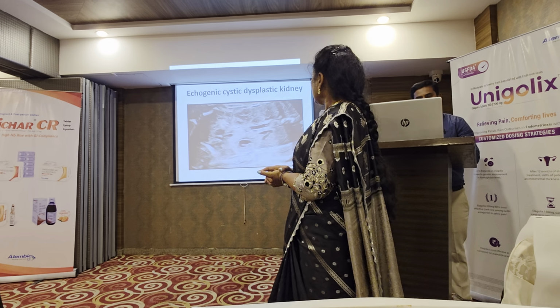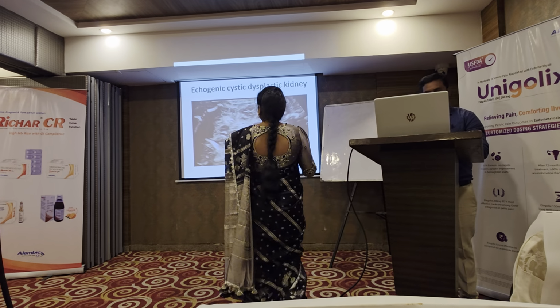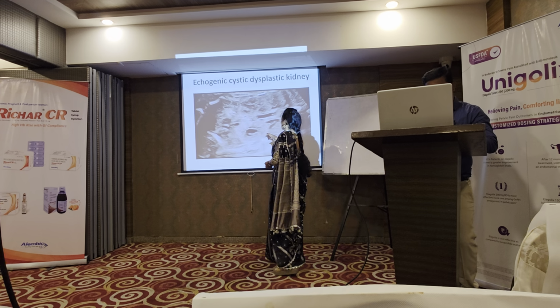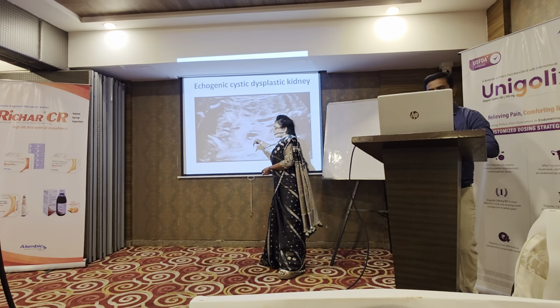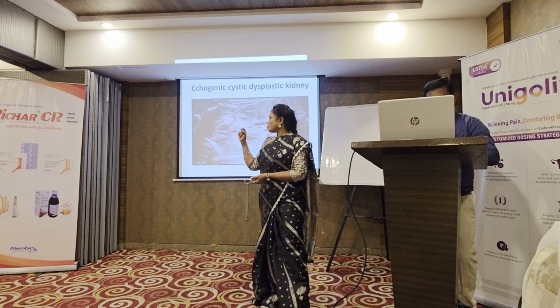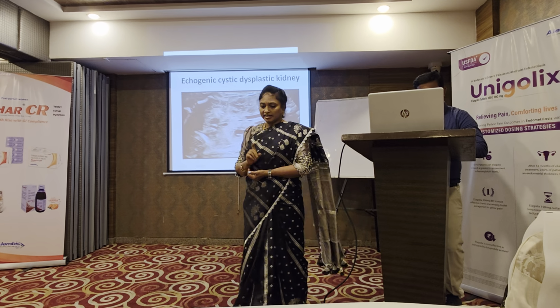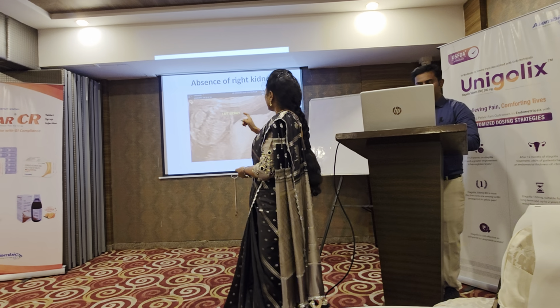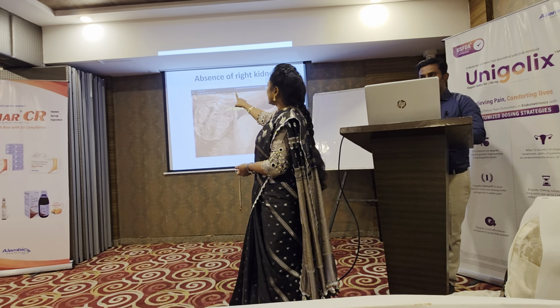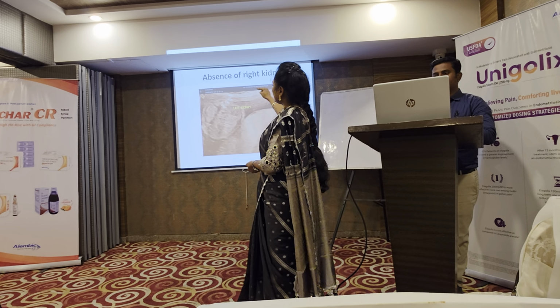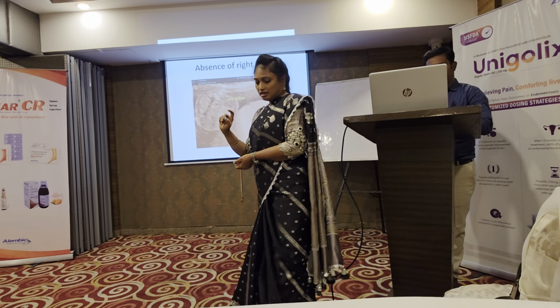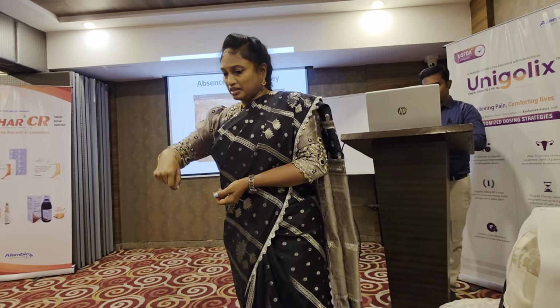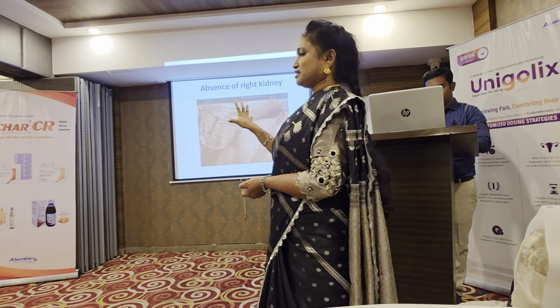Next one. Here it's the echogenic one. Later on, this will go for oligoamnios and again dysplastic cystic kidneys. Most of the echogenic kidneys will go for dysplastic cystic kidneys. Next one. Here we can see only one kidney. On the other side, there is no kidney. It's directly adrenal gland sitting over an empty space. Either that kidney is in the pelvis or it is completely absent.